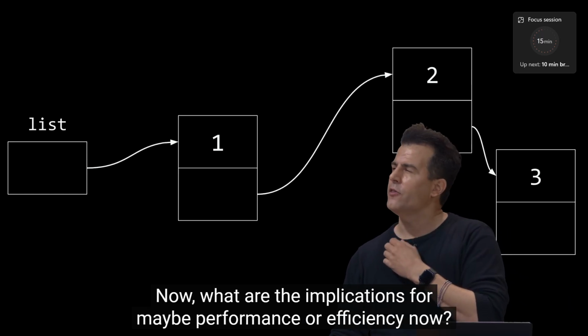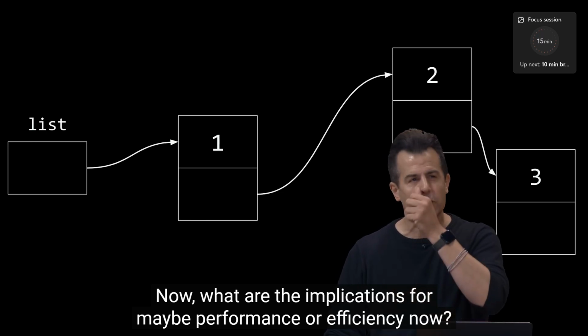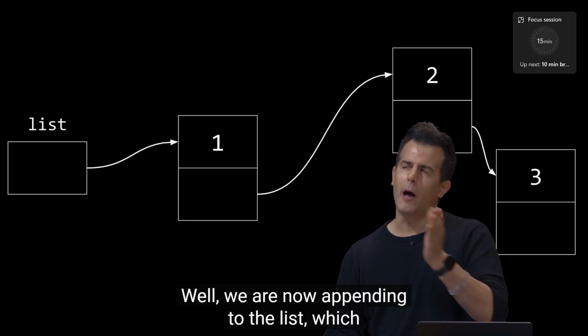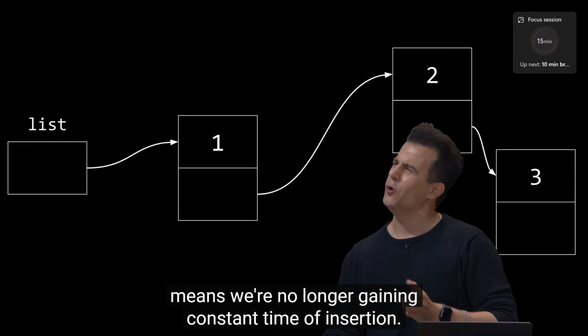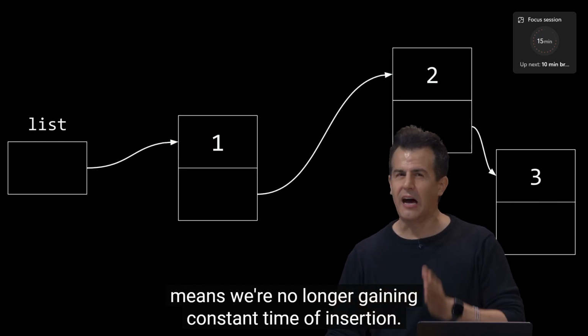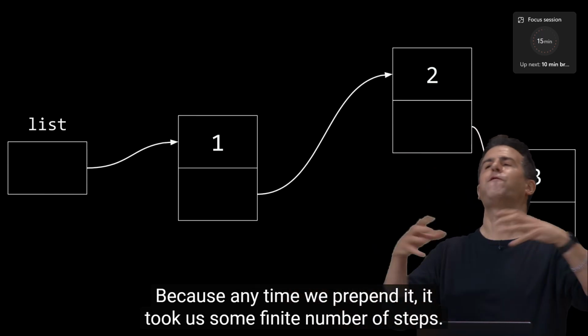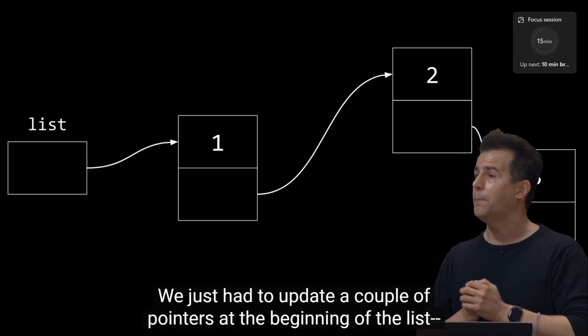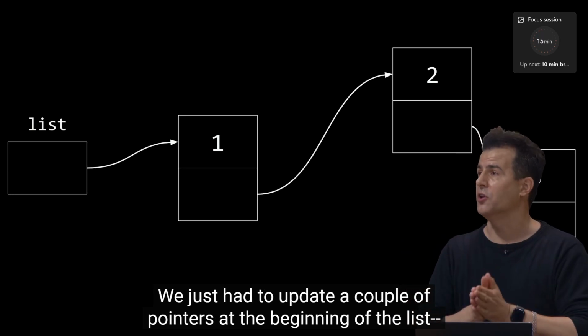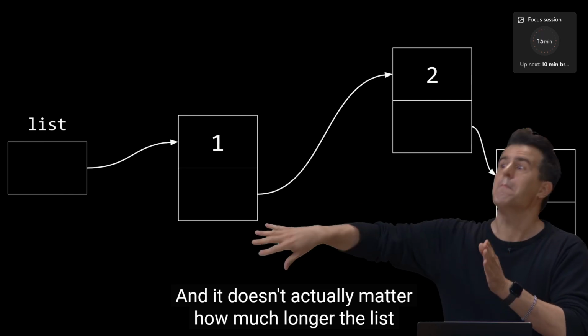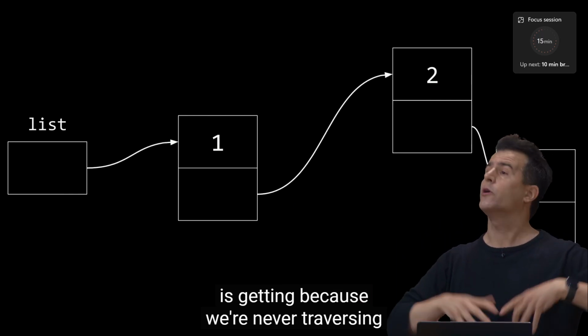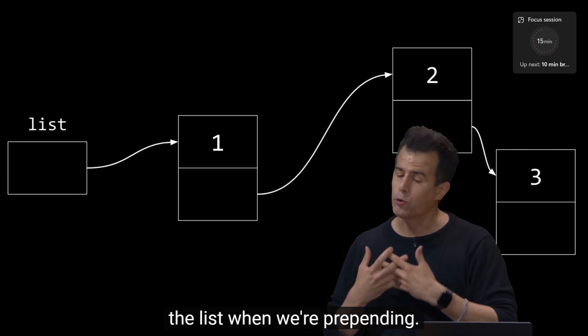Now, what are the implications for maybe performance or efficiency now? Well, we are now appending to the list, which means we're no longer gaining constant time of insertion, right? Because anytime we prepended, it took us some finite number of steps. We just had to update a couple of pointers at the beginning of the list, and it doesn't actually matter how much longer the list is getting because we're never traversing the list when we're prepending.